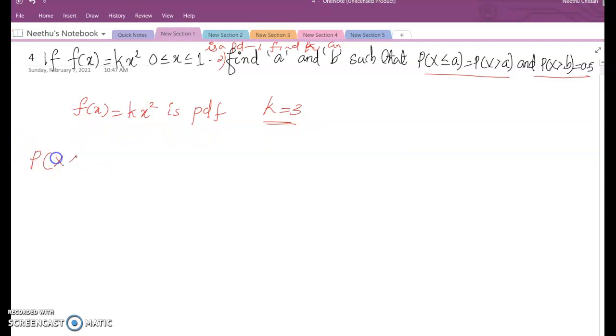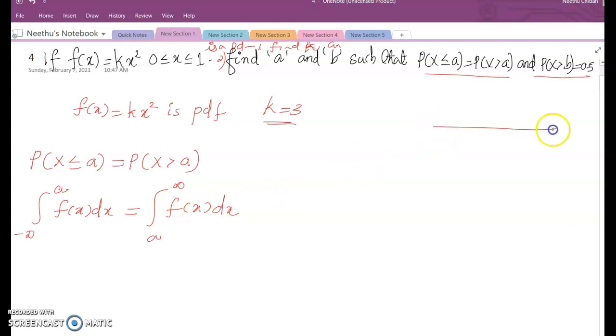The condition is: P of x less than or equal to a equal to P of x greater than a. How can we write P of x less than or equal to a as an integral? This is continuous. So x less than or equal to a means upper limit is a, lower limit is minus infinity. Integral minus infinity to a f of x dx is equal to integral a to infinity f of x dx. Where does this a exist? It is between 0 and 1. So minus infinity to a integrated is equal to a to infinity.